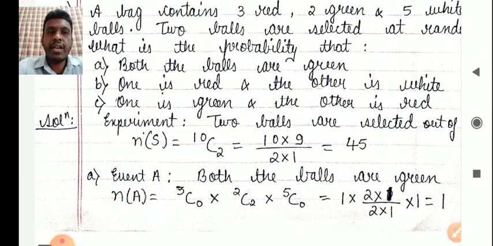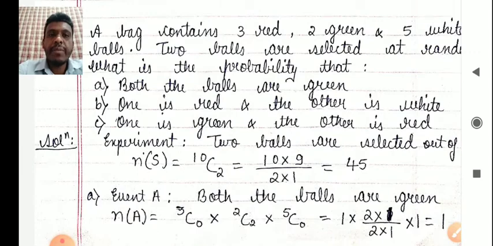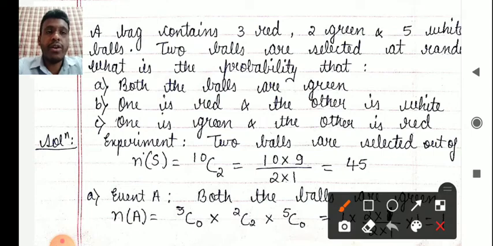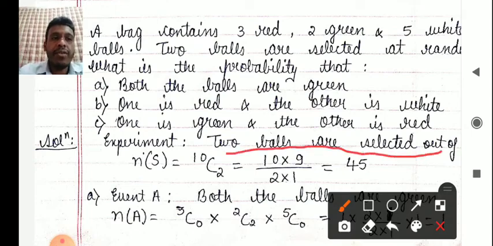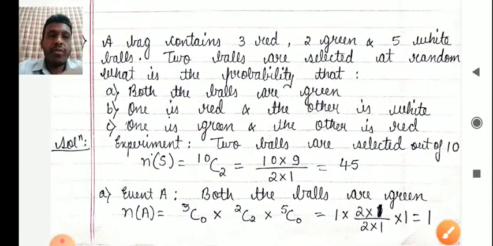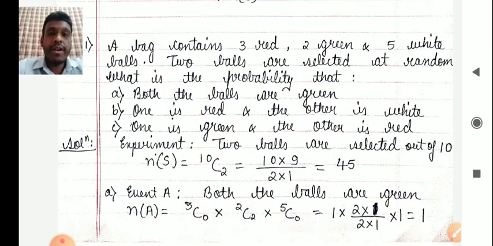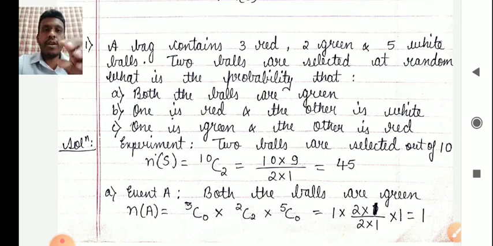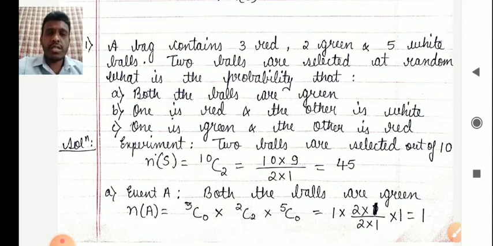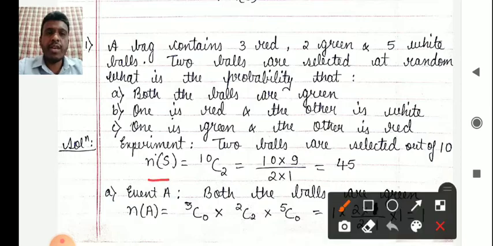Whenever 2 or 3 balls are taken, the counting technique changes. The experiment remains the same. The only thing is two balls are selected or drawn from the bag. Now n of S is equal to, how can you draw two balls out of 10? You will draw two balls out of 10 balls. So the number of ways of selecting two balls out of 10 balls is given by something known as nC2. I hope you know this.